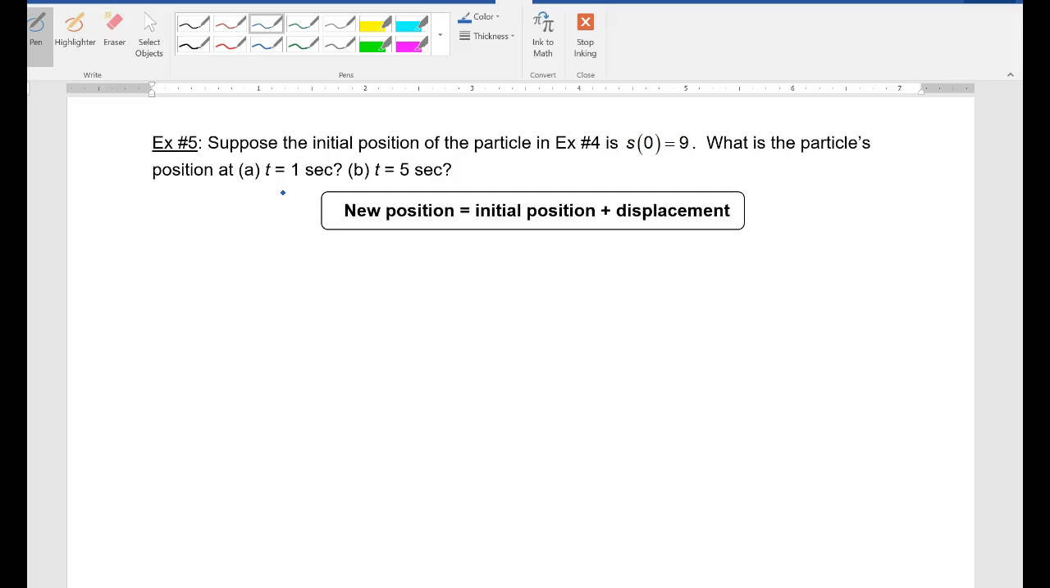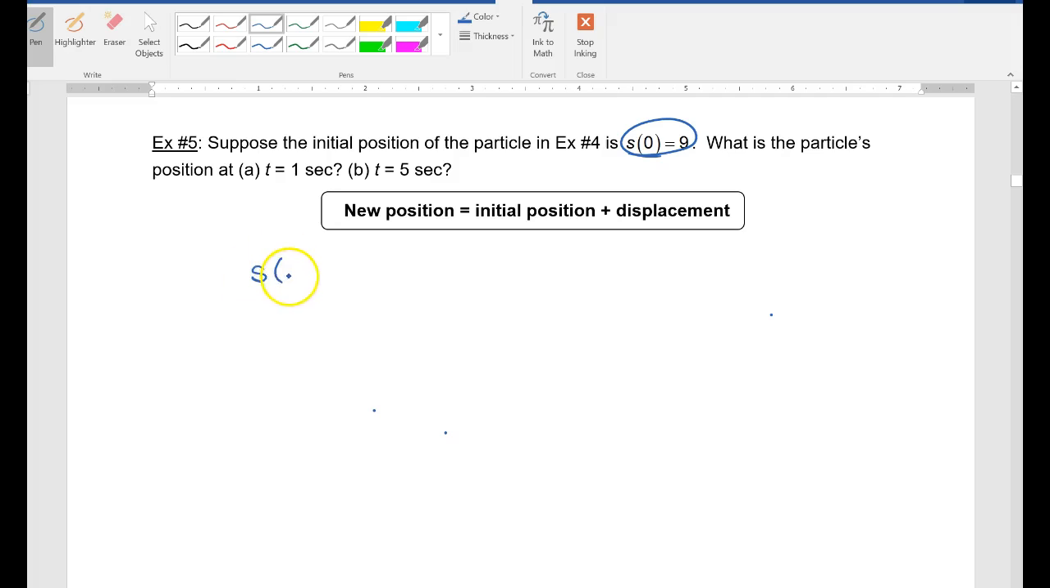Okay, so let's say from that last example, now we have an initial position at 9. What is the particle's position at 1 second and then at 5 seconds? Oh, you take the integral of the velocity. I just wrote new position.